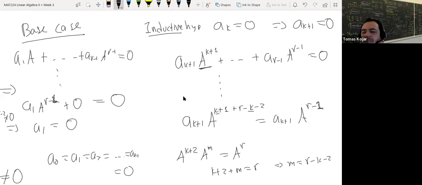Anyhow, so we get that this one is equal to 0. But we know it's not 0. So we get that a_{k+1} is 0. So by induction, you got it for every single one.